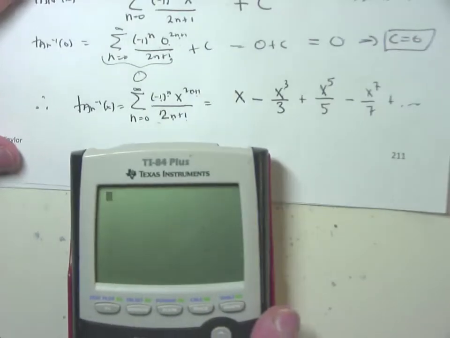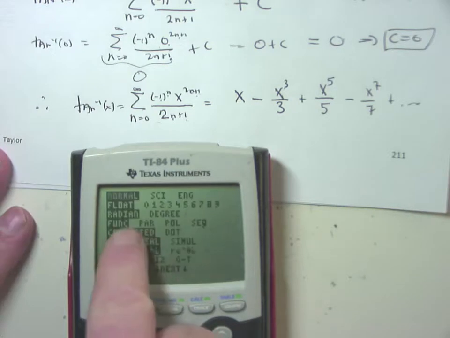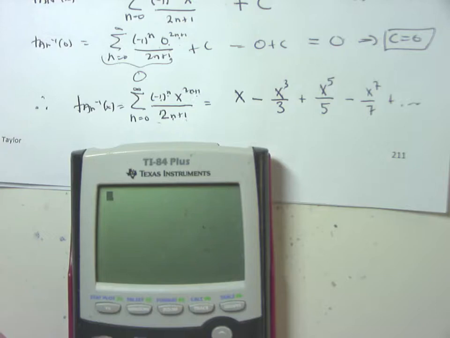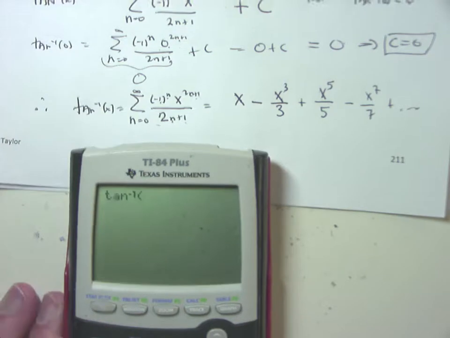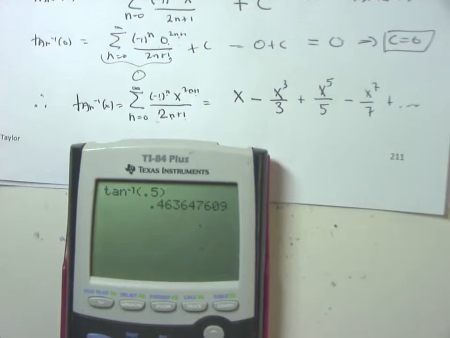Here it is. If on my calculator I type in, now I'm going to check my mode, I'm in radian mode here. If I do the tangent inverse of, I don't know, 0.5, I got 0.463647609, right? How does the calculator do this? That's what you should be asking yourself. How does the calculator do this?